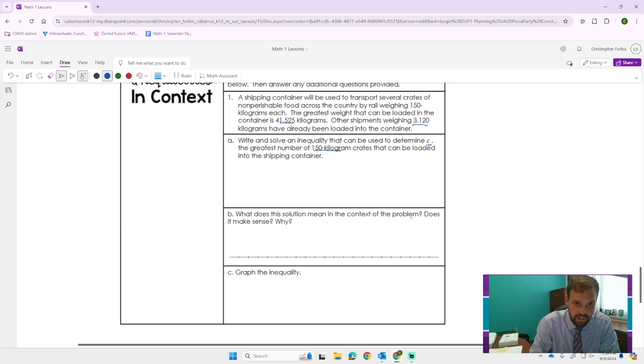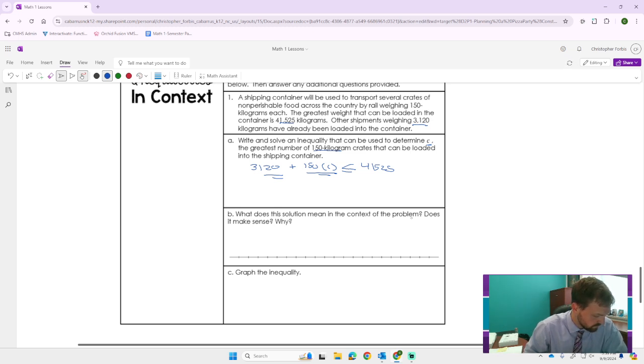Okay. Well, I know that initially I have 3,120 kilograms. And I know that every crate from that point forward has 150 kilograms in it, for every crate C. So this is from my crates. This is what is initially in there. And I know that at most, so less than or equal to, the most that it could possibly be is 41,525. So I know at the very most, that's what it's going to be. Okay?